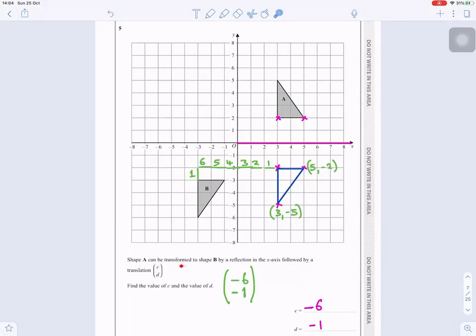Question number 5. Shape A can be transformed to shape B by a reflection in the x-axis followed by a translation CD. Find the value of C and the value of D.